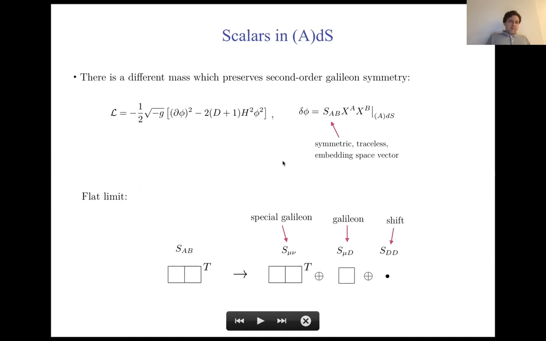There's another value of the mass, this one here, where we get a special Galilean-like shift symmetry in the embedding space. So now we have this quadratic in embedding space coordinates, and when we take the flat limit, this reduces to the special Galilean symmetric tensor, the vector, and scalar, which are precisely the symmetries of the special Galilean in flat space.